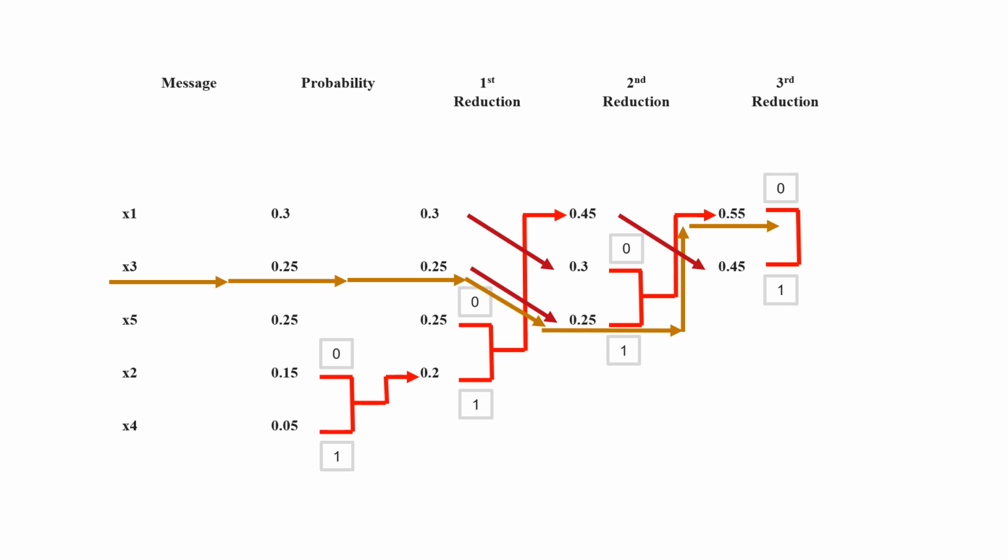For x3, the flow is 0.25, 0.25. 0.25 is assigned here with 1. Then again it is combined and it is forming 0.55 with assigned code of 0. So what is the code word in the reverse order? The code word in the reverse order is 0, 1 for x3.